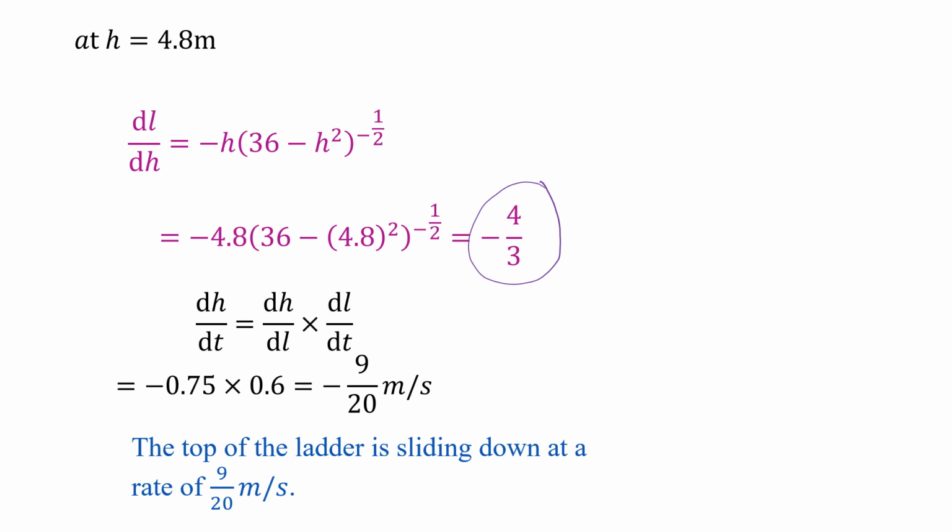So that's the answer to the question asked. The top of the ladder is sliding down. When you use the words sliding down, then you do not put the negative here, because the words sliding down already indicate it's a negative value. It's decreasing. So you don't put any more negative in your answer. So the top of the ladder is sliding down at the rate of 9 over 20 meter per second. Okay, so this is how you solve the last question. All right, so happy doing your homework.